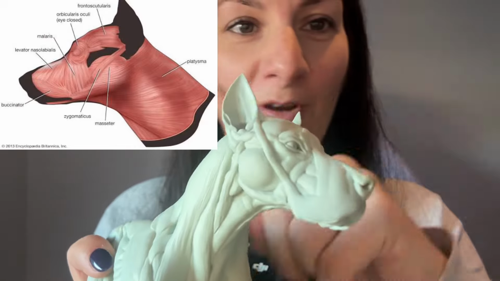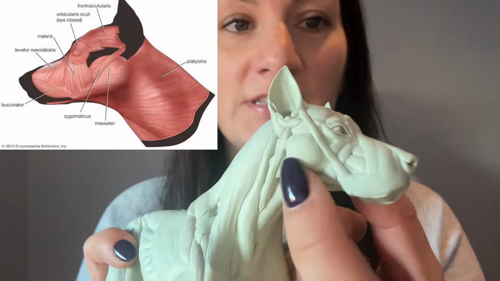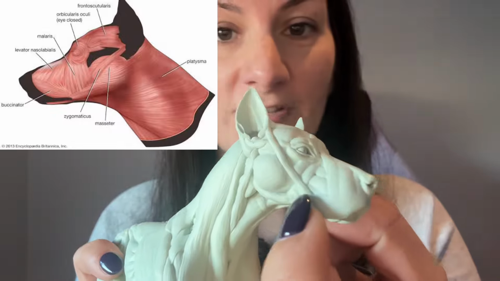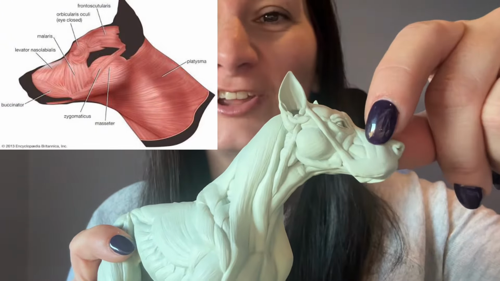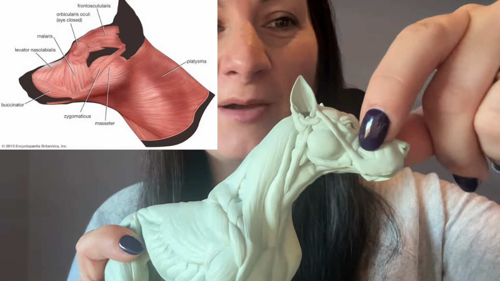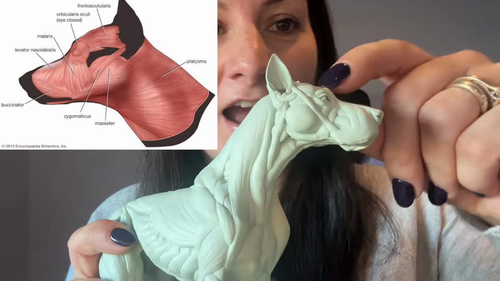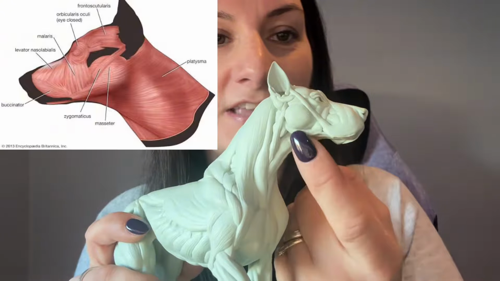Now for the muscles, this is the best model I've found to show you guys, but I'll pop up an image here as well. So the major muscles, we have the masseter, which is the big round one here. We have the zygomaticus that goes across here. The buccinator, levator nasolabialis, the malaris, the orbicularis, which is the one that goes around the eye, and the frontoscutularis at the top. We also have the digastricus, which is underneath, which I'll show you in the longer videos if you check that out.